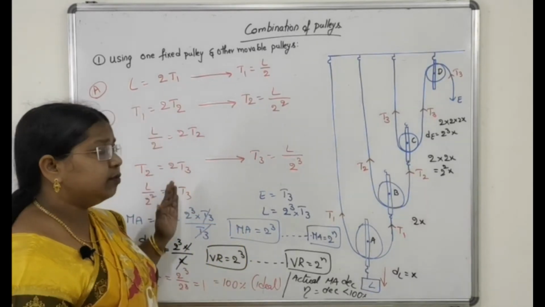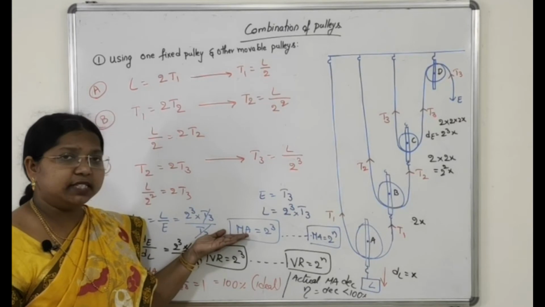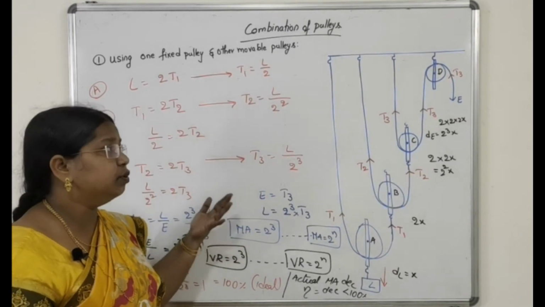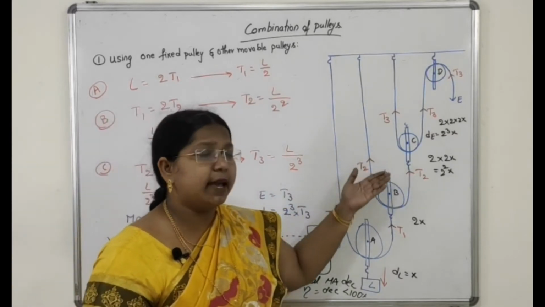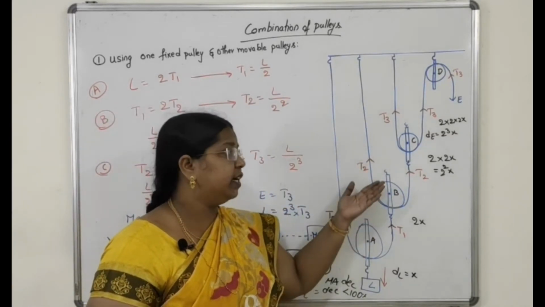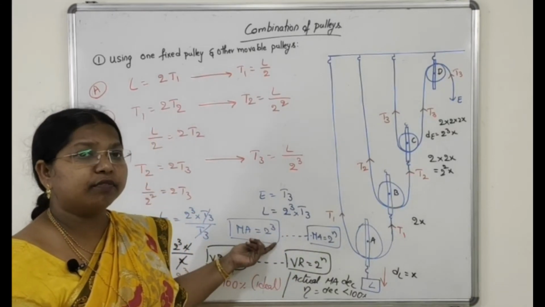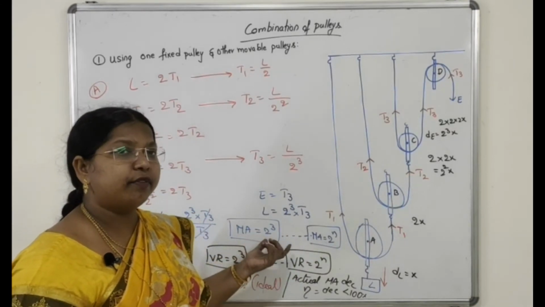Listen students, now it is very clear, as MA is increasing, we can lift the heavy loads. So the mechanical advantage was increased by increasing the number of movable pulleys. If it is 4 movable pulleys, MA will be 2 power 4. 5 movable pulleys, 2 power 5.